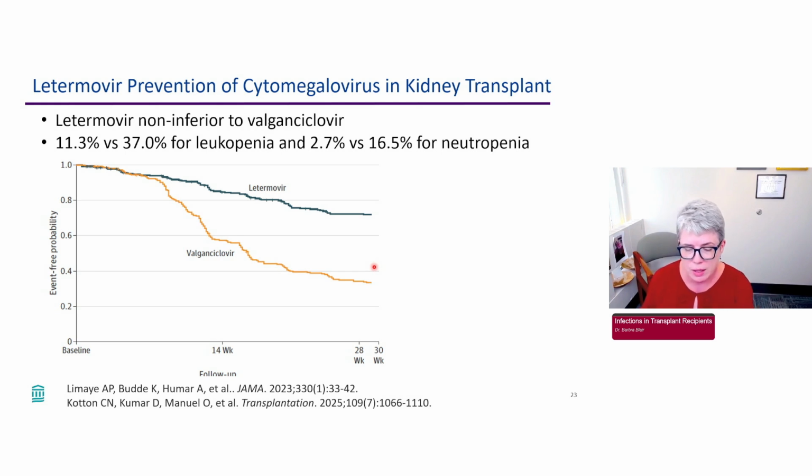Letermovir, as you know, inhibits the CMV DNA terminase complex, the UL56 subunit. This trial looked at whether you gave letermovir or valganciclovir. Why would you want to use letermovir? Because it doesn't have the hematologic toxicities that valganciclovir does. It was first studied in the stem cell transplant population, and now has an FDA indication for high-risk CMV kidney transplant recipients. The one caveat is that it doesn't protect against herpes viruses, so you do need to give an additional antiviral to prophylax against herpes viruses.